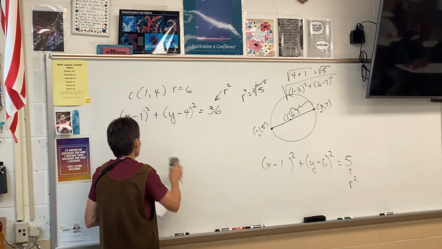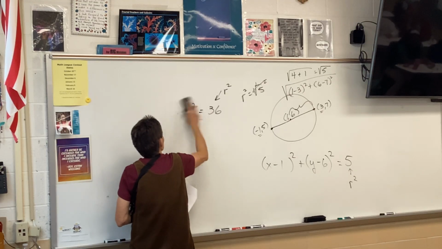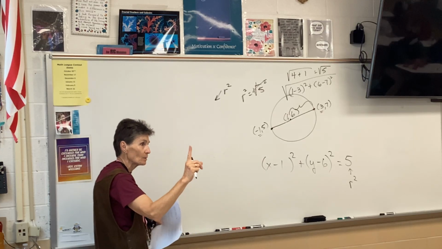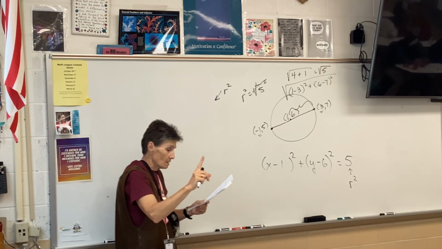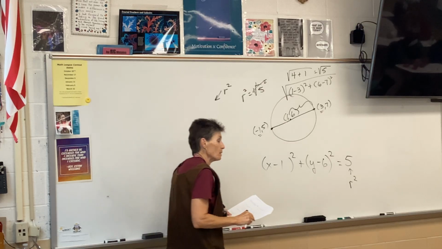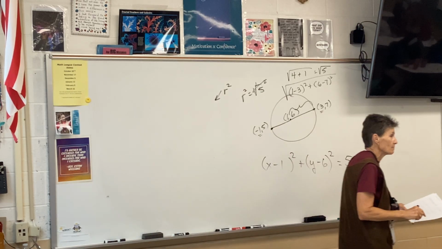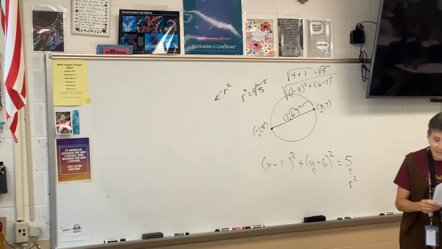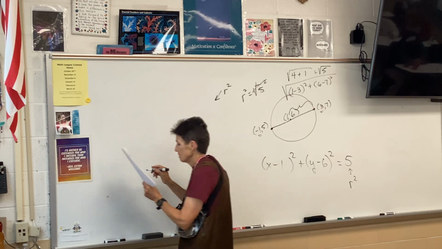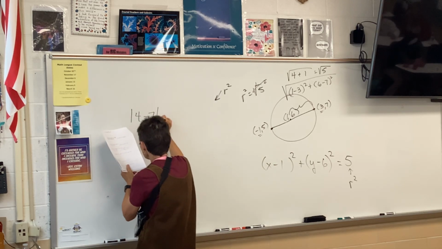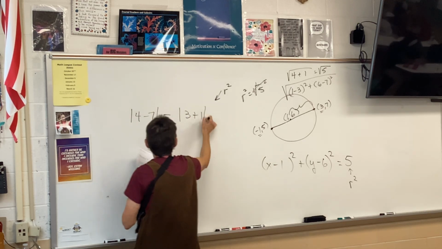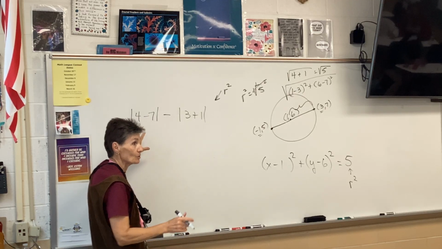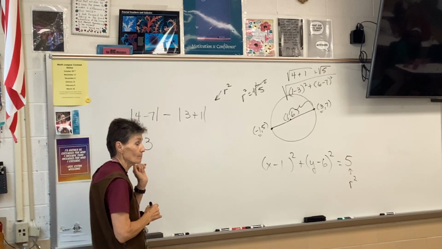What's negative 3 plus 2? Negative 1, but since it's an absolute value, it's going to become 1. The answer to A is 1. Negative 3 plus 2 is negative 1, but you're taking the absolute value, so you're making it positive, 1. B, do each one individually. What is 4 minus 7? Well, 4 minus 7 is actually negative 3, but it's inside absolute value, so it's going to be 3.